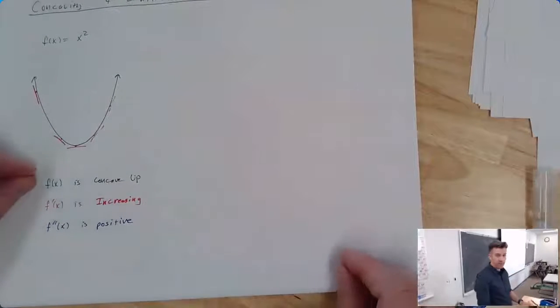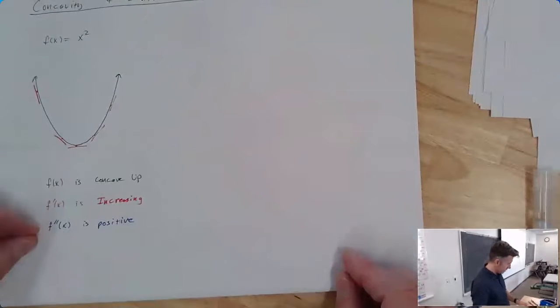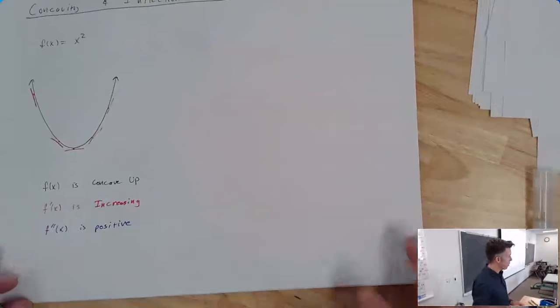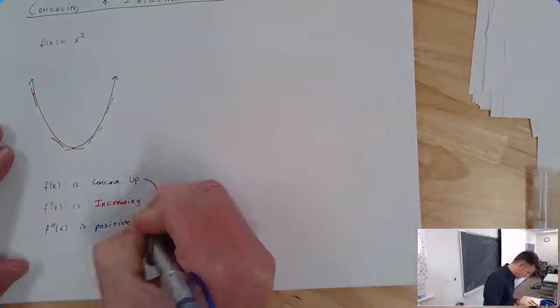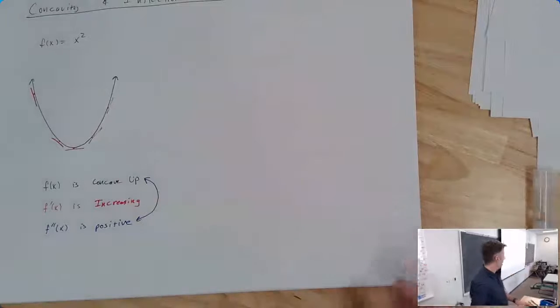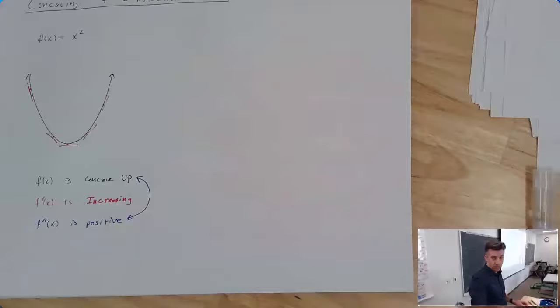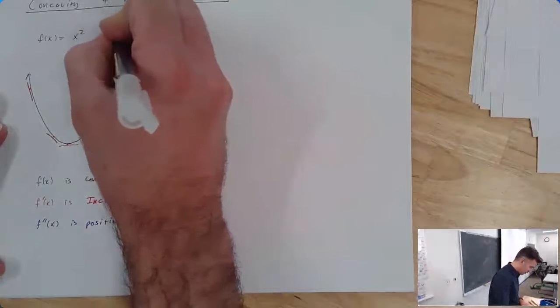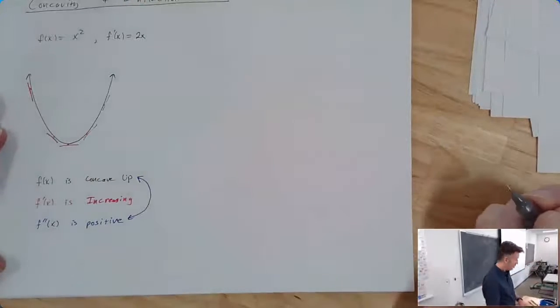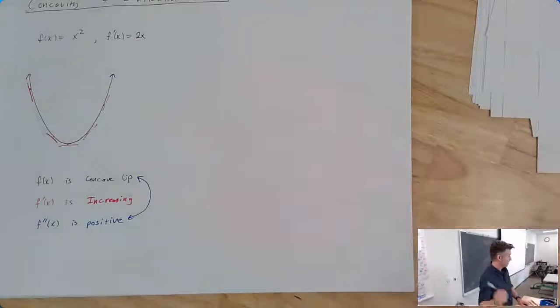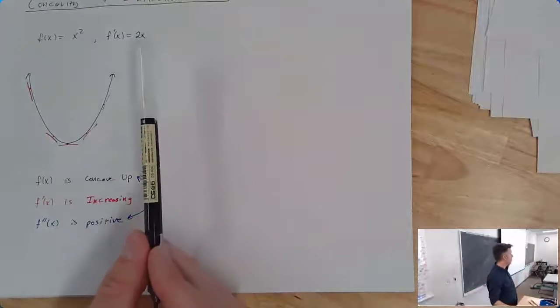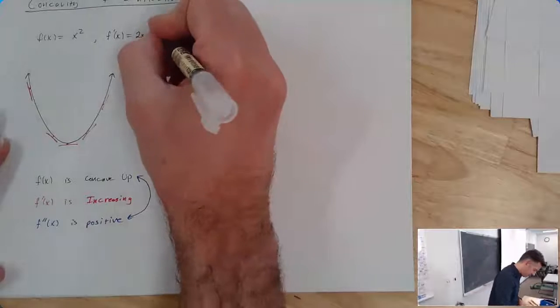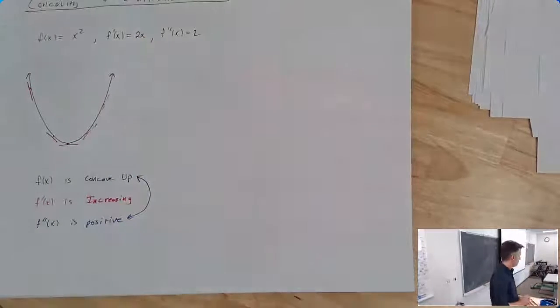If a function is concave up, that means its derivative, the first derivative, is increasing. It means the second derivative is positive. Typically, the relationship we look at is this and this. We equate concave up to being the same as the second derivative being positive. And if you think about it here, the first derivative is 2x, which is certainly increasing, right? If x gets bigger, 2x also gets bigger. So the first derivative here is an increasing function. And the second derivative is 2, which is positive.